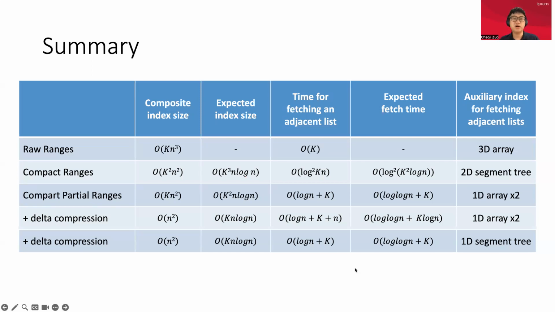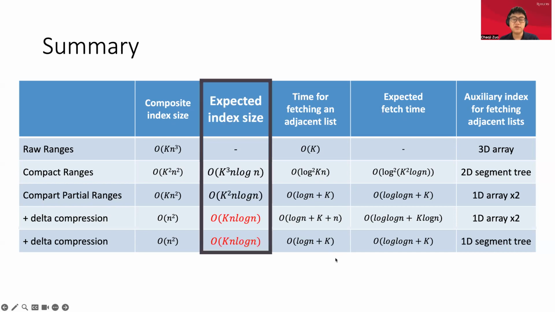Here is a summary about the index size and the expected batching time for our former technique. And all the former complexities are actually worst-case complexities. But in the real world, if the vectors are distributed randomly in the vector space, which is the most usual scenario, the expected index size is much smaller. For example, for the compact partial ranges with the delta compression, we can reach an index size of O(Kn log n).